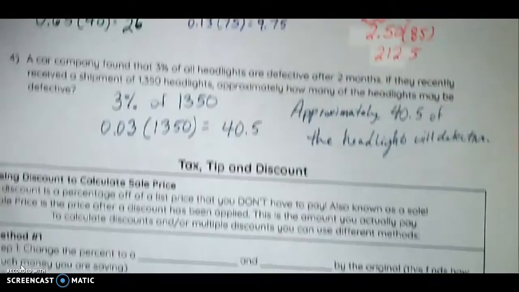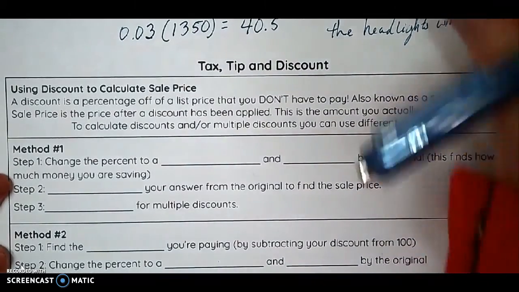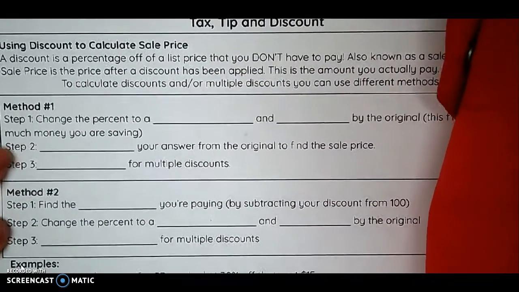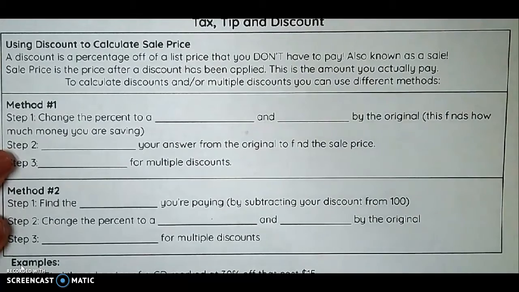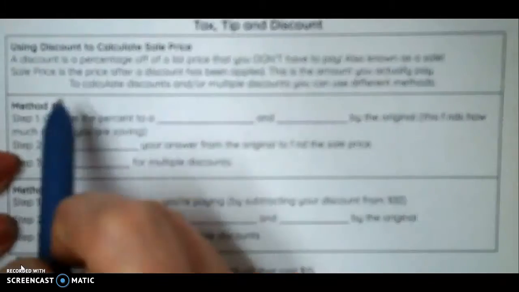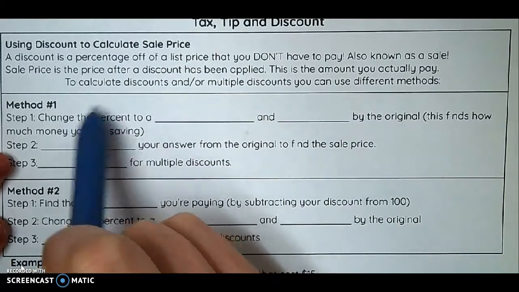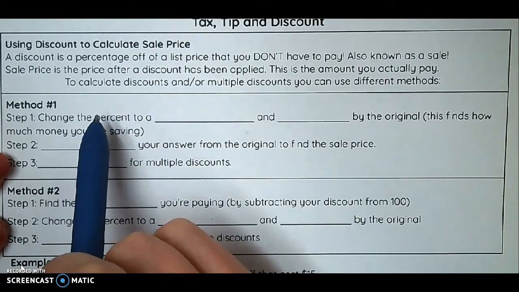Now we're going to use this skill to help us calculate tax, tip, and discount. So a discount is a percentage off a list price that you don't have to pay. I'm sure we know what coupons and discounts are. And that's also known as a sale. So we'll be looking for the sale price. A sale price is after that discount has been applied. And that means that's the amount that you actually pay after you take off the coupon.